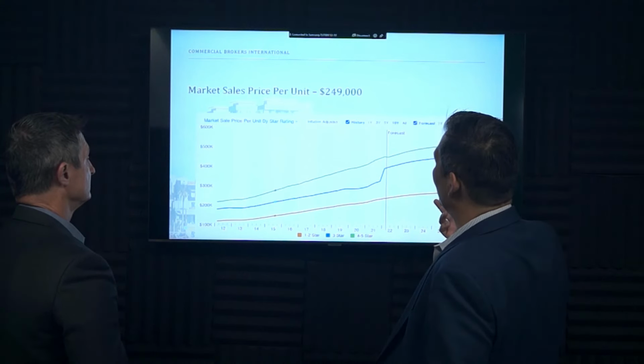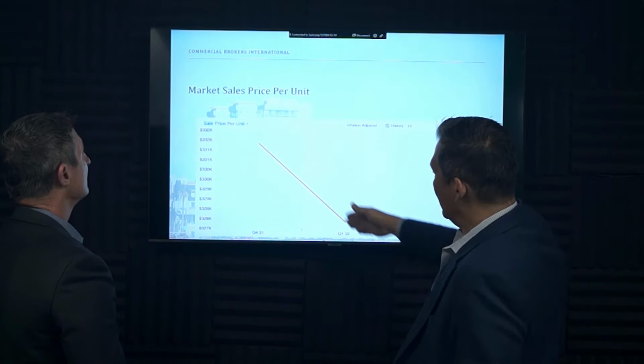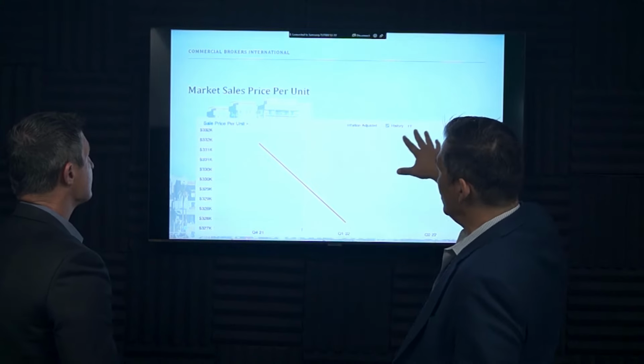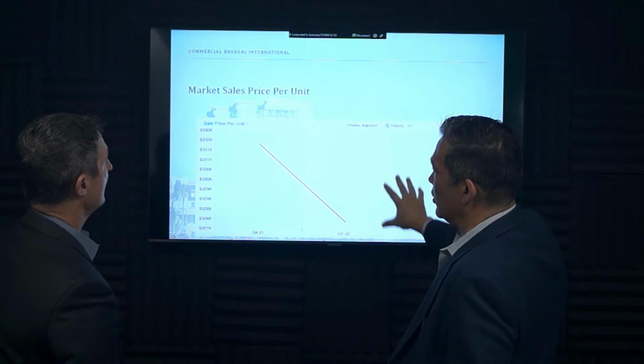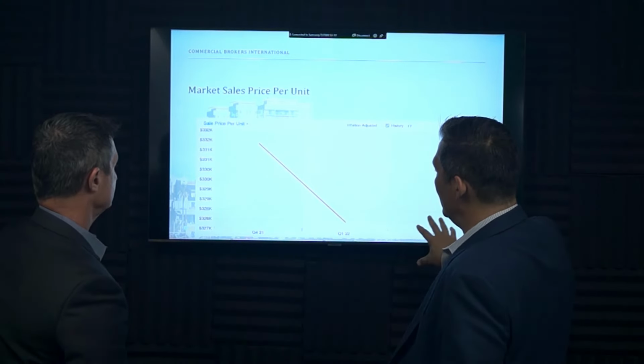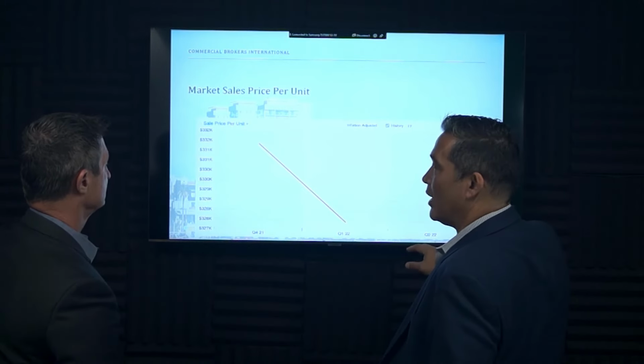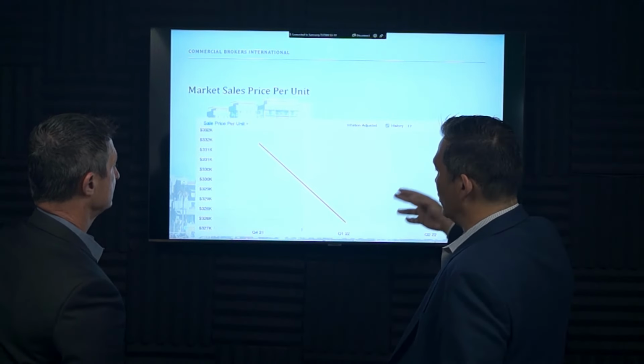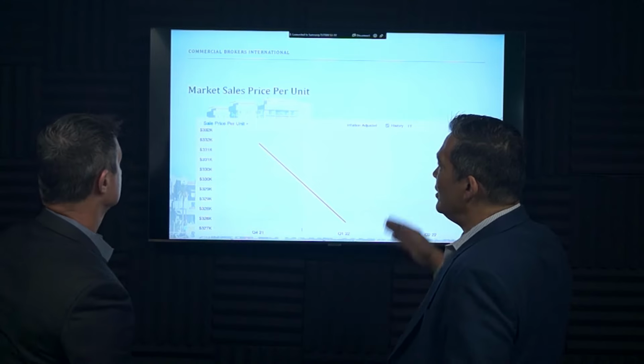So then as we go on from there, again, sales price per unit, inflation adjusted. This is just a graphic here showing what's kind of happening in the marketplace right now. We don't have Q2 stats as of yet, but for Q1 there was a small drop.